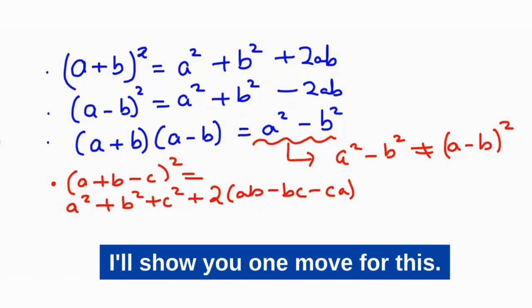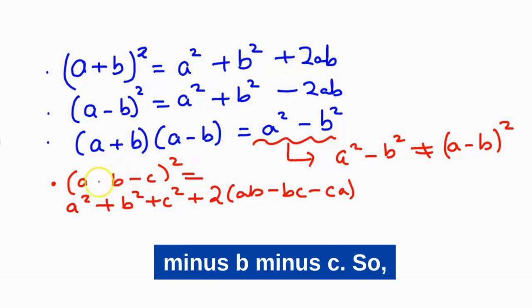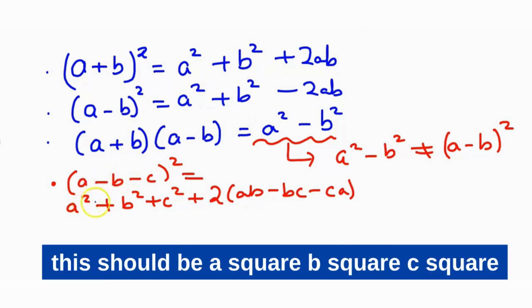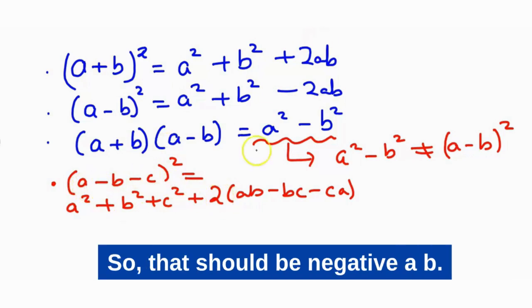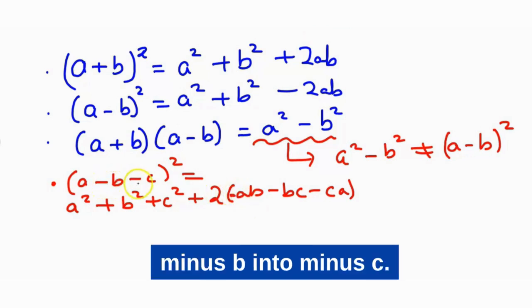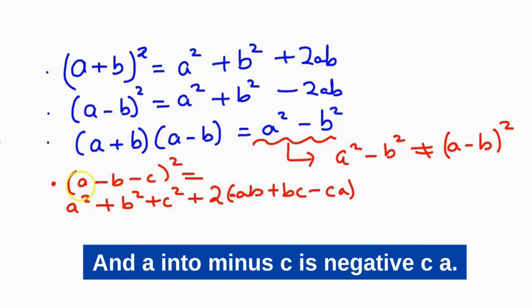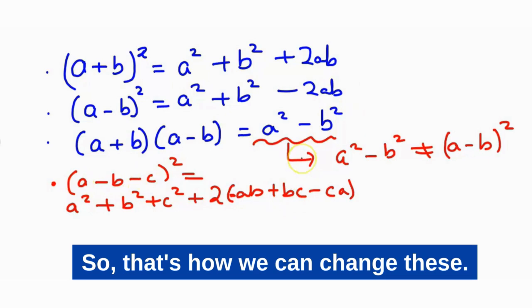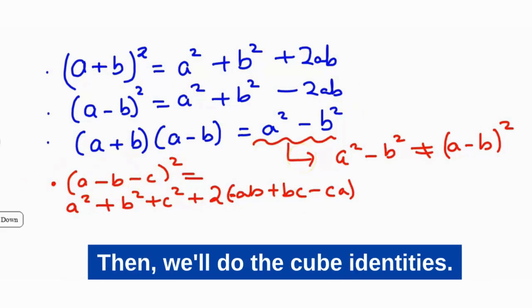I'll show you one more for this. Say it is a minus b minus c. So this should be a square, b square, c square plus 2a into minus b, so that should be negative ab. Then minus b into minus c, negative into negative is positive, so positive bc. And a into minus c is negative ca. So that's how we can change these. Now let's do some examples for these, then we'll do the cube identities.